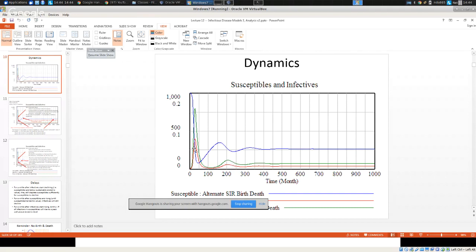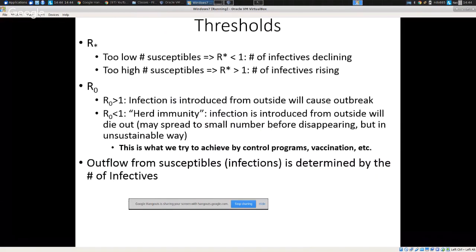You'll notice the same thing occurs here. Right at this point, at its equilibrium value in terms of the number of susceptibles, the number of infectives has turned from going up to going down. Because it's at that point, ladies and gentlemen, that R star equals 1, that the number of infectives is in balance. If R star is less than 1, the number of infectives is going down. If R star is greater than 1, it's going up.